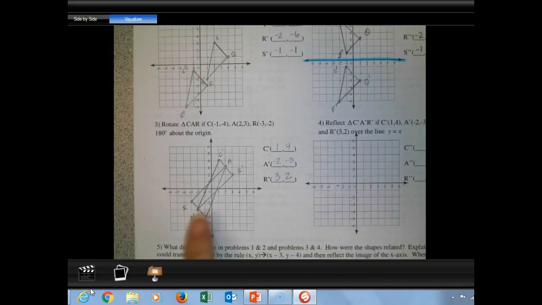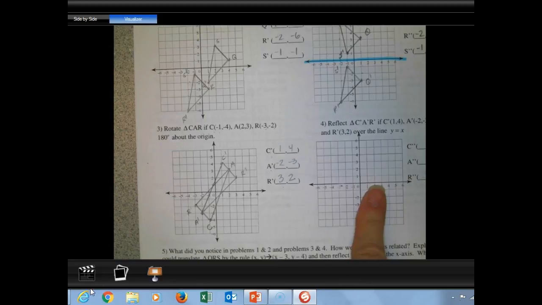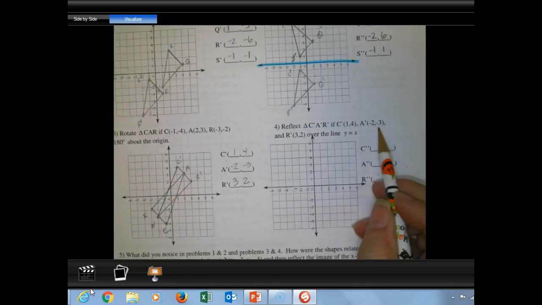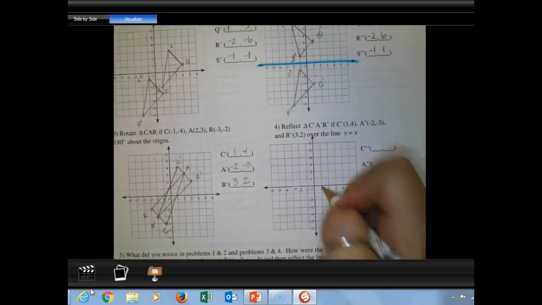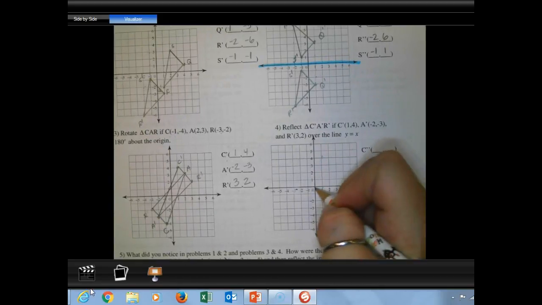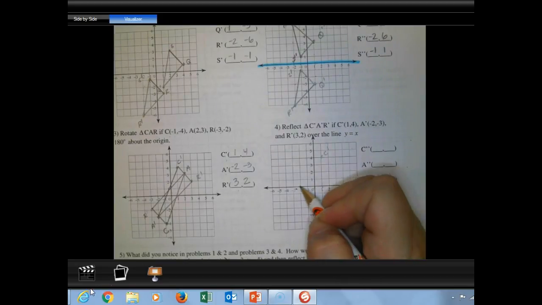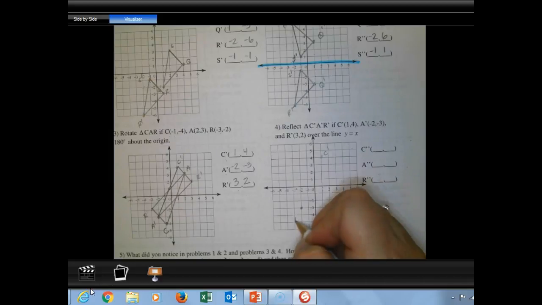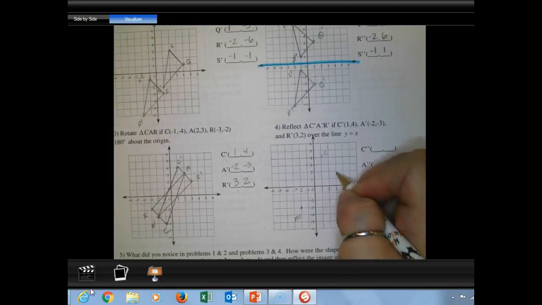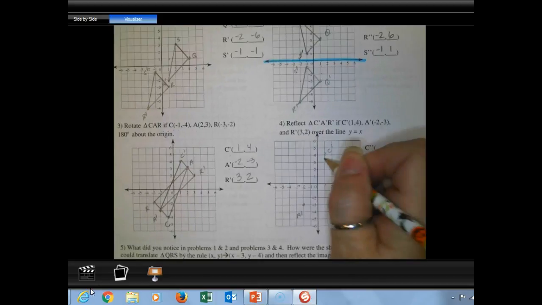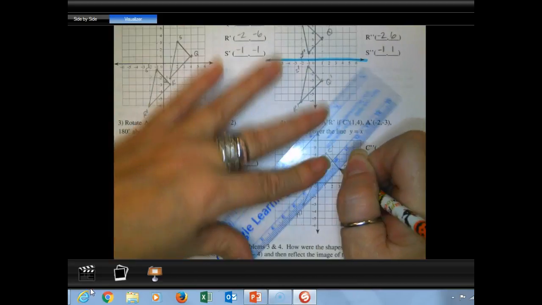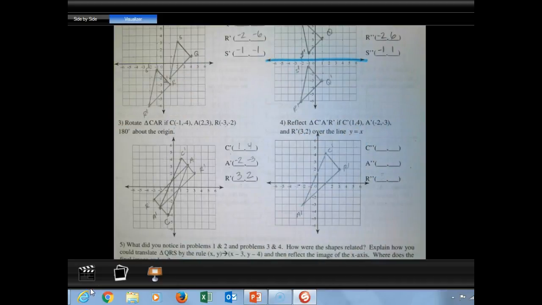Okay? So now these are my new ordered pairs, which I'm going to plot over here because that's going to be my transformation. So I'm going to plot my prime points. (1, positive 4) is C prime. (Negative 2, negative 3) is A prime. (3, positive 2) is R prime. And now I have my rotated figure CAR prime.